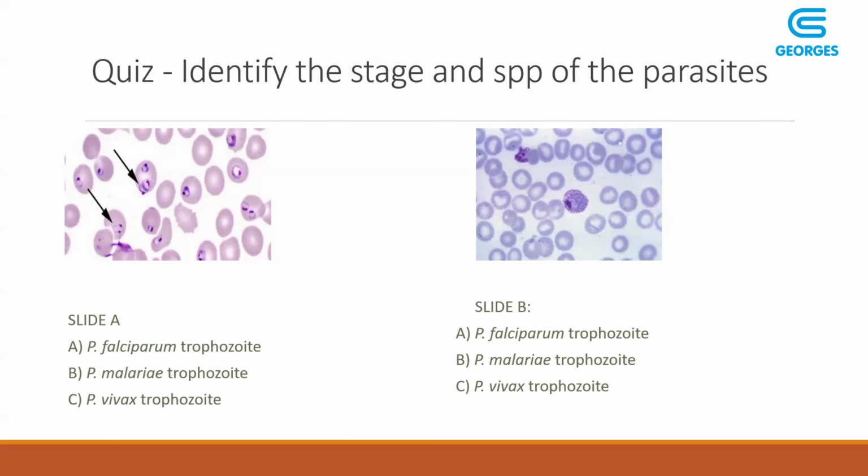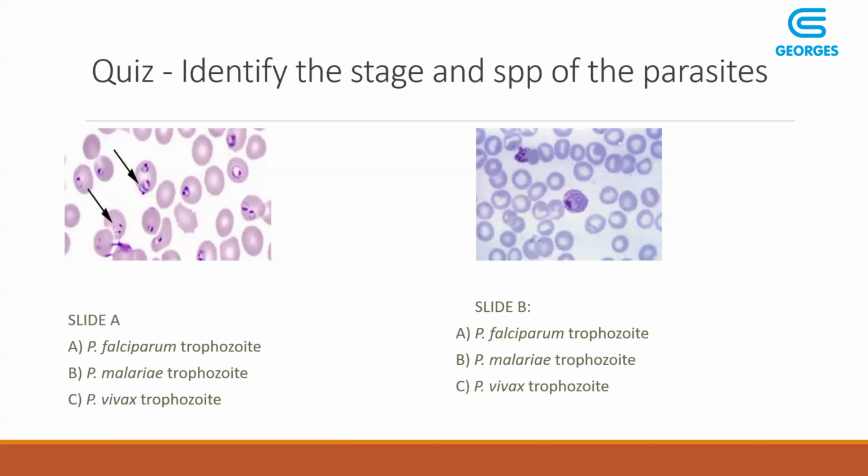So slide A, we have P. falciparum trophozoite. B, we have P. falciparum, P. malariae trophozoite. Then C, we have P. vivax trophozoite. Then for slide B, we have P. falciparum trophozoite. Then B, we have P. malariae trophozoite. Then C, we have P. vivax trophozoite. Please use the comment section to answer the question so that we can proceed.